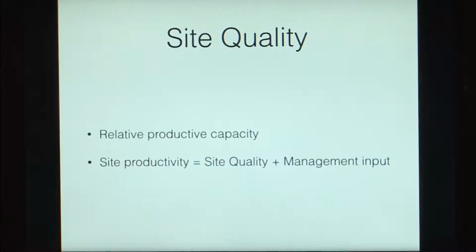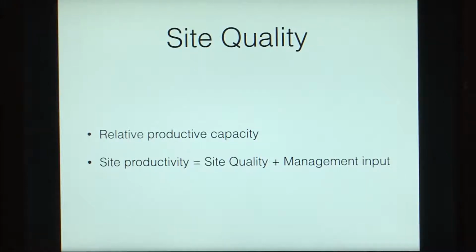So, how do we define site quality? We define it like this: it is the relative productive capacity of a site. Relative productive capacity. Productive capacity tells you how much biomass is being generated by that site, and it is in terms of a relative measure. For instance, you can say that site A is of a better quality as compared to site B. So, it is in relation to something else. When you have something in a relative sense, you can also convert it into an absolute sense by giving it some values.